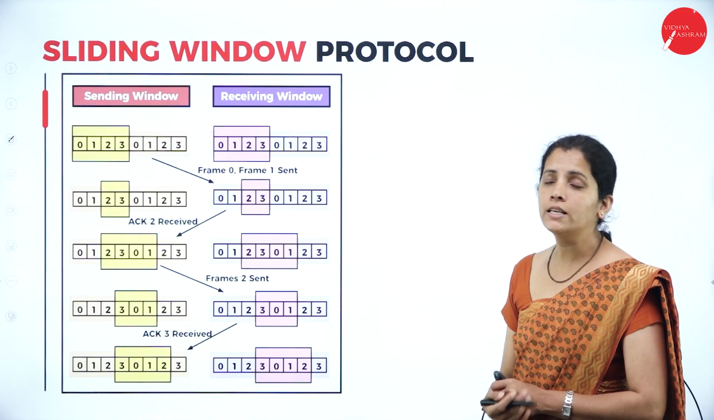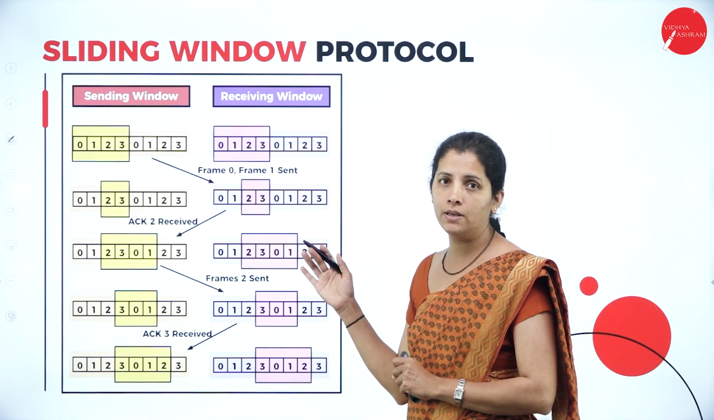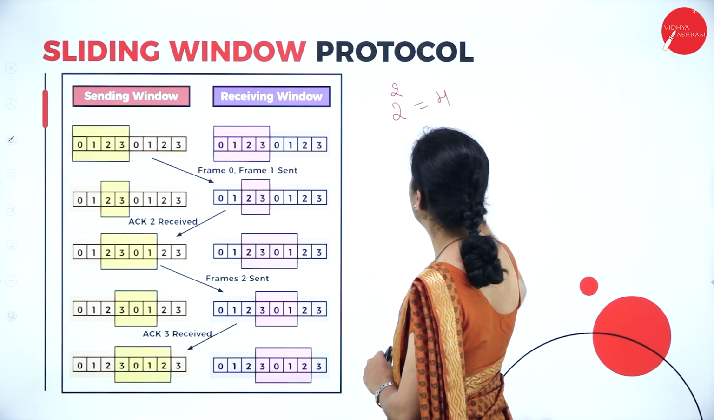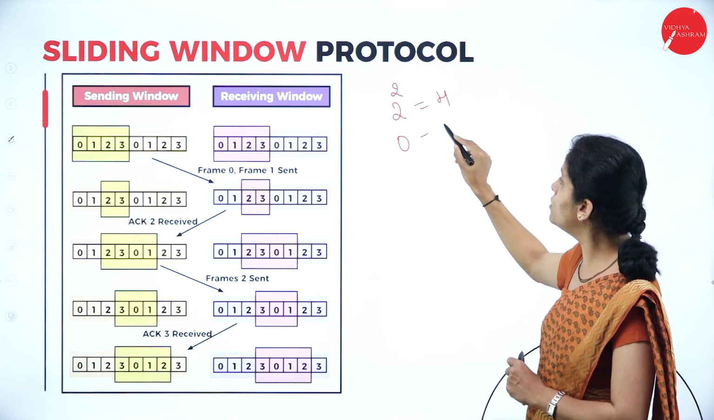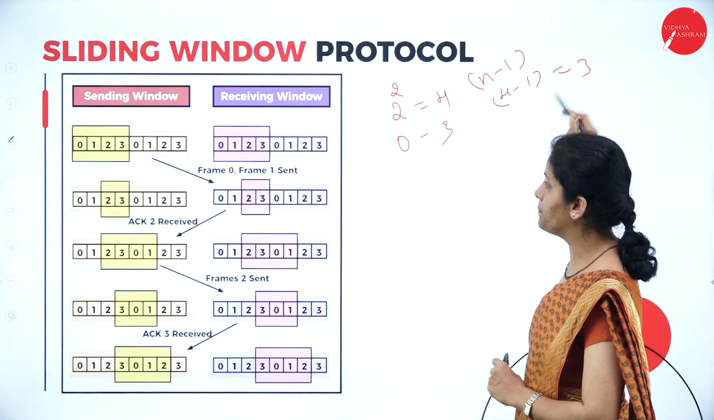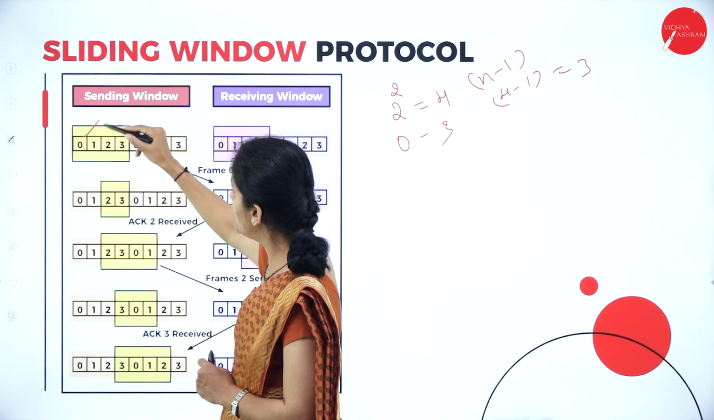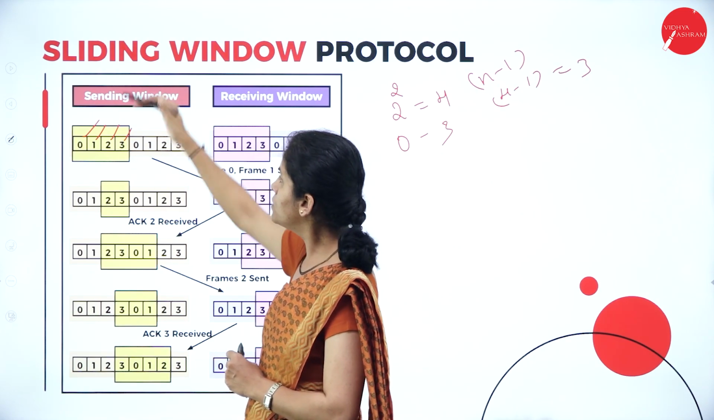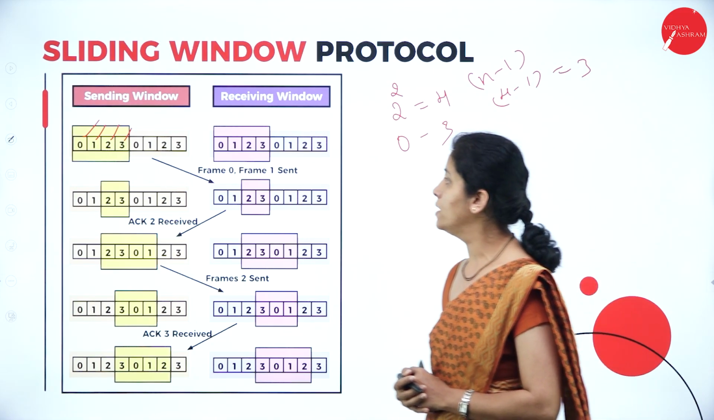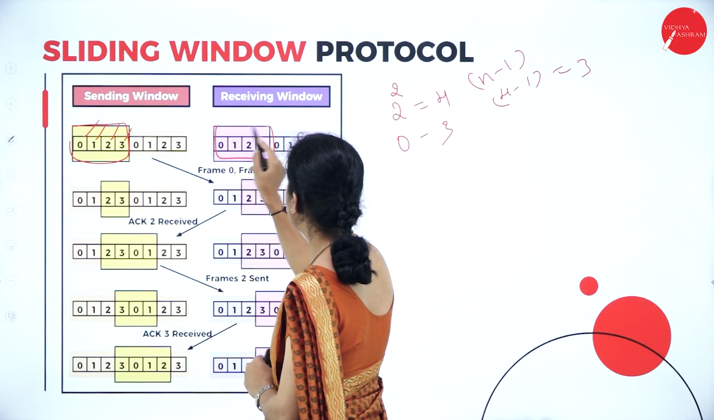Now, dear student, let me consider this example. According to this example, what is my modulo? That is 2 to the power 2, so 4. And what is the range? It is 0 to 3, that is n minus 1, 4 minus 1, which is 3. So I number them 0, 1, 2 and 3. This is at the sender side and this is at the receiver side. This is my sliding window.